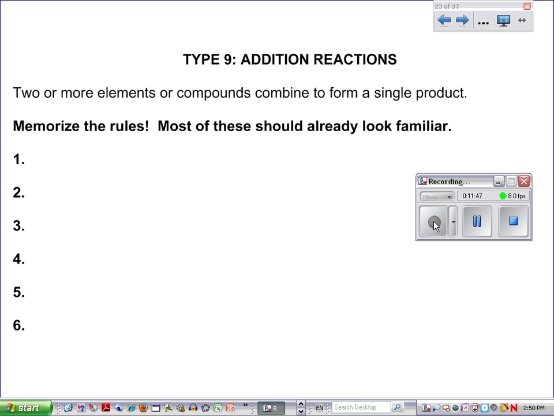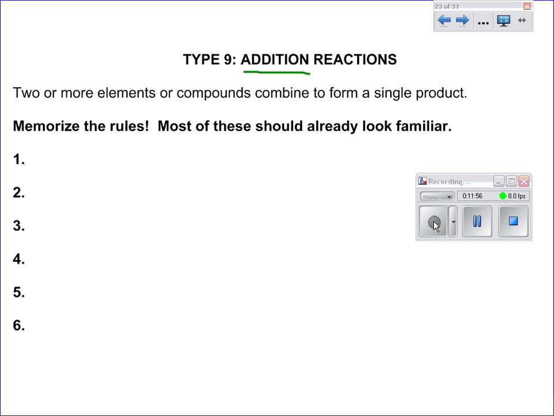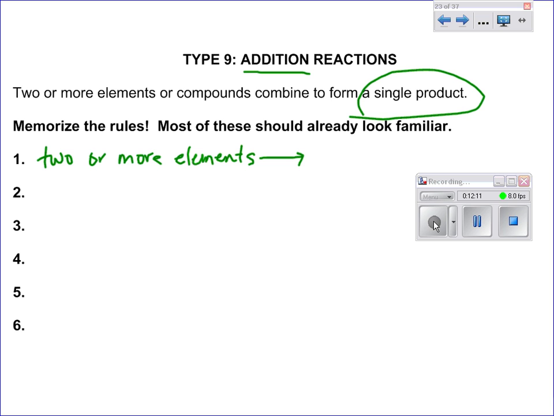Okay, I know it looks like there's a lot of rules for our last type, but there's really not, because you actually know the majority of these. The main thing about an addition reaction is you're only forming a single product. So the first two are kind of duh rules, basically that two or more elements can form a single product. But also two or more compounds can form a single product, and we'll see that when we get to our fake acid and fake base situation, which again, you already know.